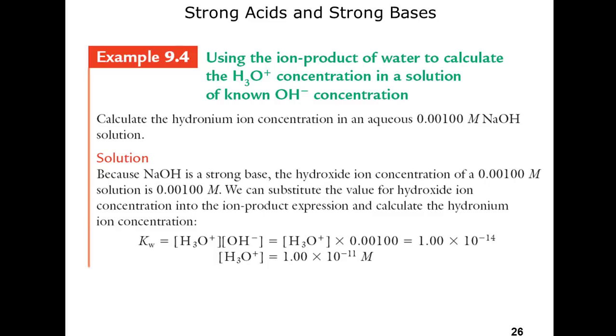We set the mathematical representation of the ion product of water, that is H3O+ concentration multiplied by the OH- concentration, equal to 1 × 10⁻¹⁴. We use basic algebra to solve for the unknown, the H3O+ concentration, which we calculate to be 1 × 10⁻¹¹ molar.